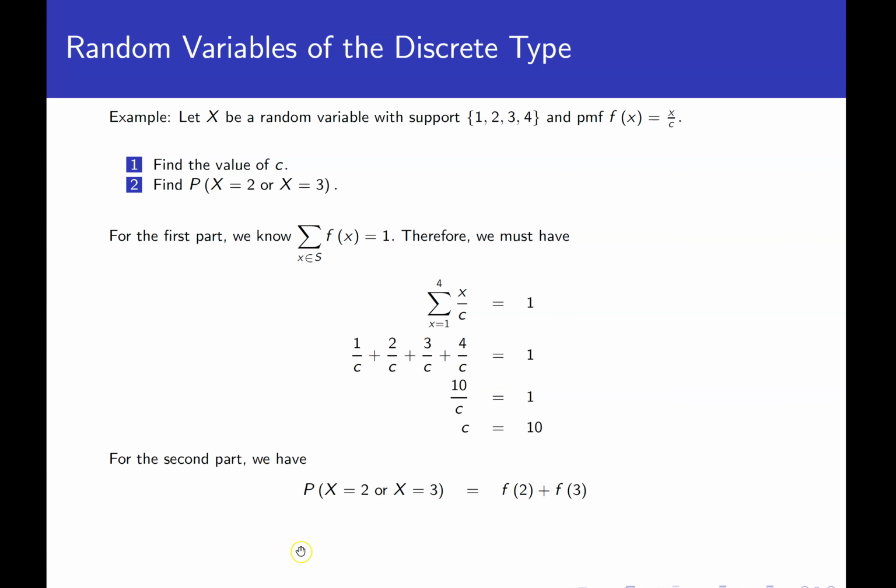For the second part now, we want the probability that x is 2 or x is 3. Well, the probability that x is 2 is given to us by f of 2. Probability that x is 3 is given to us by f of 3. And since they are mutually exclusive, I just need to add the probabilities together. There's nothing to subtract. So in this case, when we add those two probabilities together, again, we figured out the value of c. X is 2 here, so I get 2/10. X is 3 here, I get 3/10, so we get 1/2 for our probability.